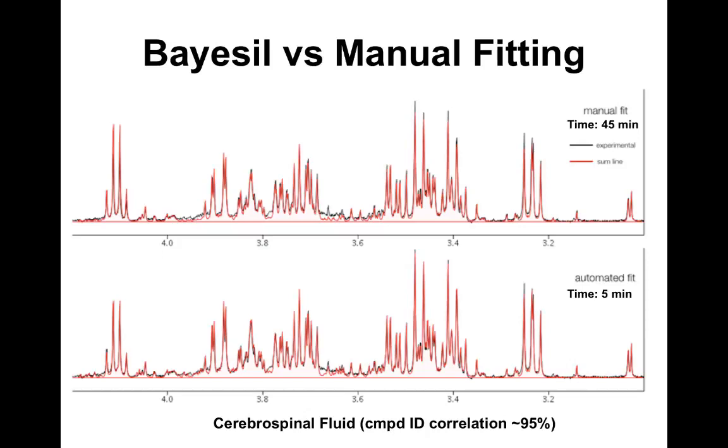So lots of comparisons are done. It's needed to get it published, but this is an example of one where you do a manual fit at the top. And so this one took this individual about 45 minutes. And then the same spectrum was fit with Basil. And it took about 5 minutes with the instrument. And you can see that the matches are almost identical, almost all the peaks. So compare the red to the black. You can see that everything fits quite well.